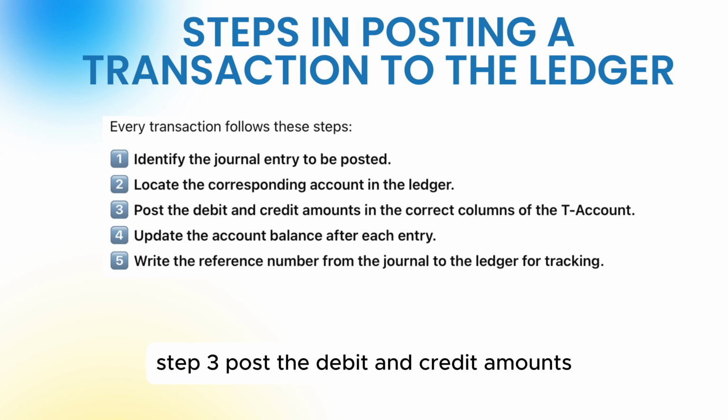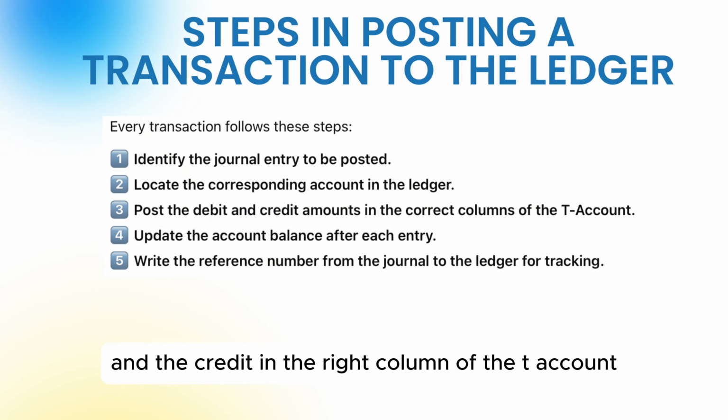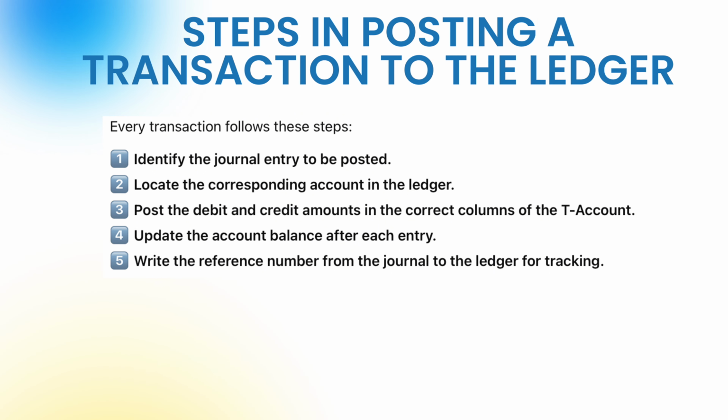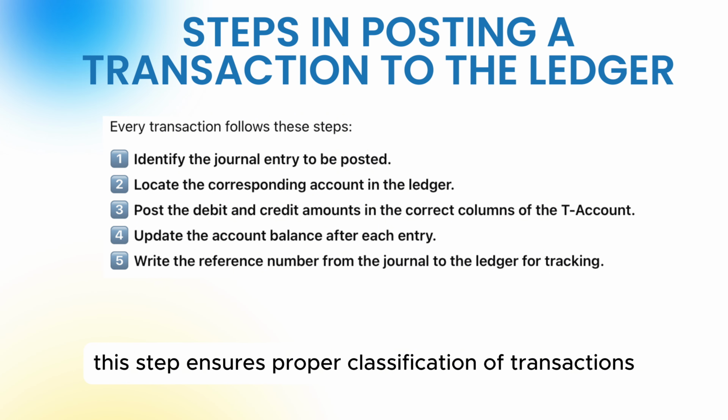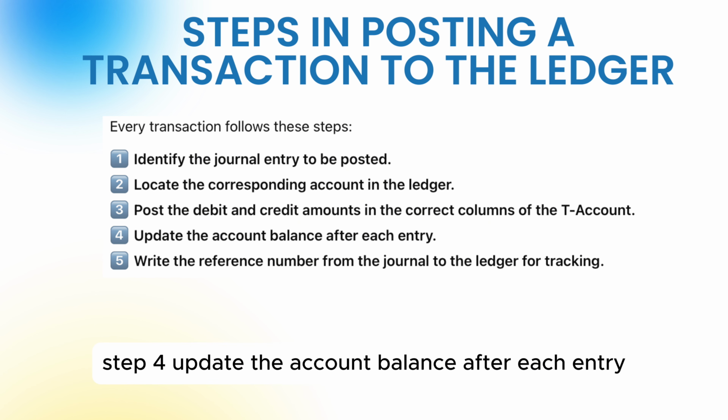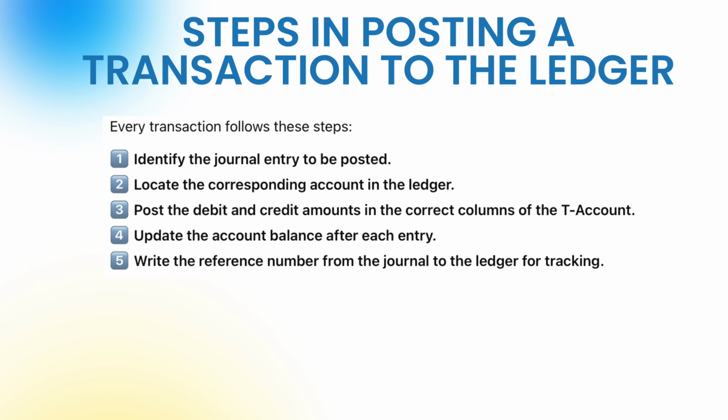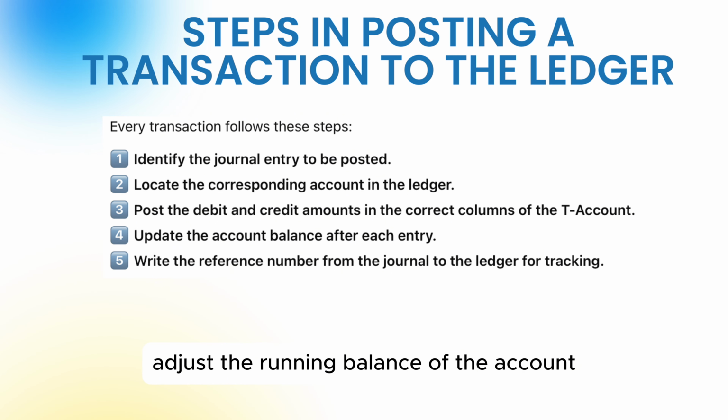Step 3. Post the debit and credit amounts in the correct columns of the T account. Once the correct ledger accounts are found, record the debit in the left column and the credit in the right column of the T account. This step ensures proper classification of transactions. Step 4. Update the account balance after each entry. After posting the transaction, adjust the running balance of the account.